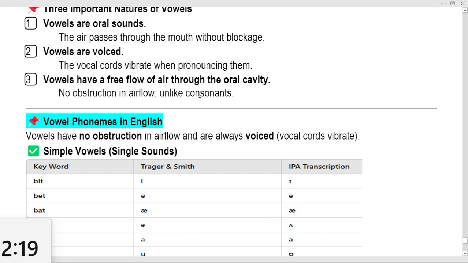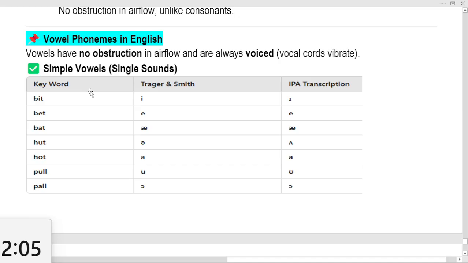Hindi humahad lang si tongue sa atin. O, U. So, ang oral cavity natin is napaka space. There's no obstruction in airflow. So, dito naman tayo sa vowel phonemes in English. We have the Trager and Smith version and also the IPA transcription. Vowels have no obstruction again and always voiced, diba? Always take note of that.